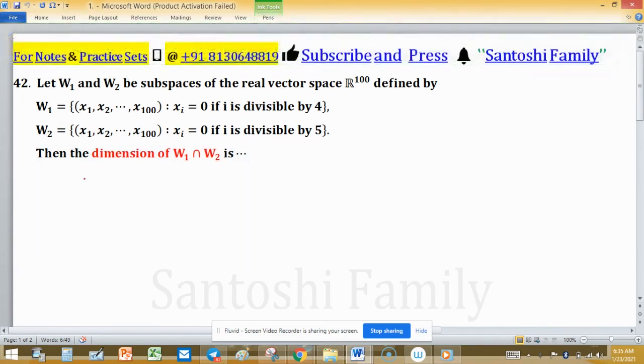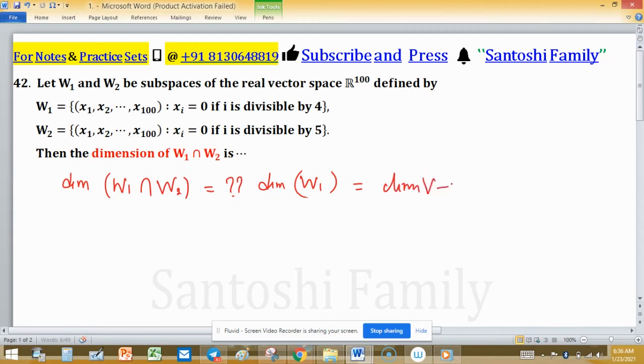So we have to find the dimension of W1 intersection W2. The dimension of W1 will be the dimension of V minus the number of restrictions. And how many restrictions? As xi equal to 0 where i is divisible by 4.